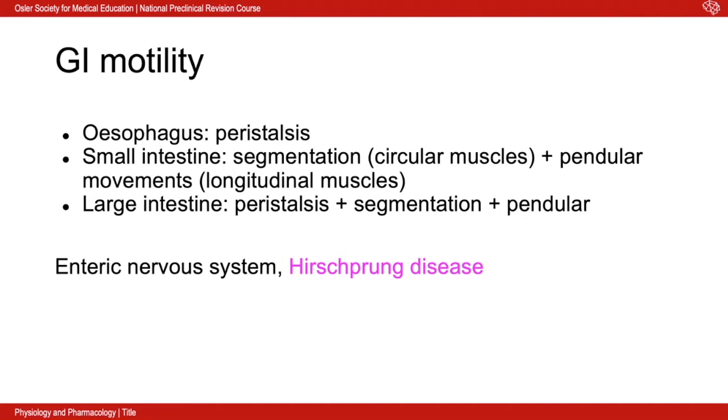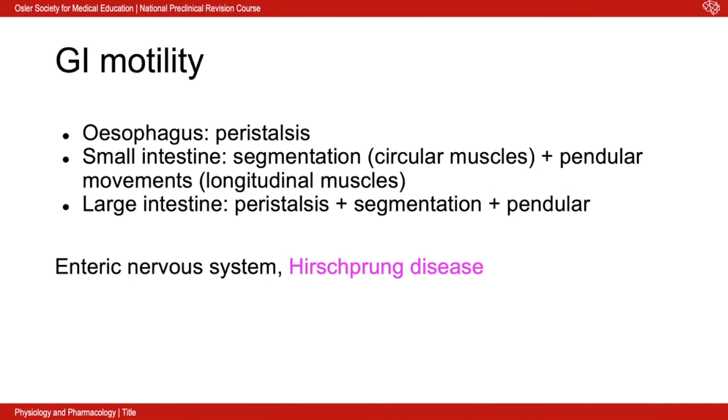Okay, and then finally in the large intestine, peristalsis, segmentation, and pendular movements all occur together, but you have less segmentation and pendular movements compared to the small intestine. Great, and all of these movements are coordinated by the enteric nervous system.